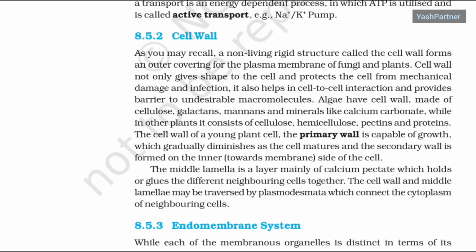Algae have cell walls made of cellulose, galactans, mannans, and minerals like calcium carbonate, while in other plants it consists of cellulose, hemicellulose, pectins, and proteins. The cell wall of a young plant cell, the primary wall, is capable of growth, which gradually diminishes as the cell matures, and the secondary wall is formed on the inner side, towards the membrane. The middle lamella is a layer mainly of calcium pectate which holds or glues the different neighboring cells together. The cell wall and middle lamellae may be traversed by plasmodesmata, which connect the cytoplasm of neighboring cells.